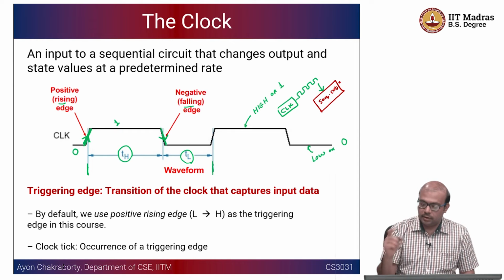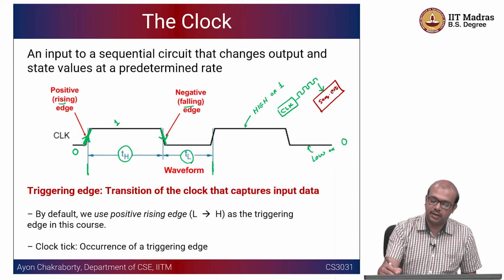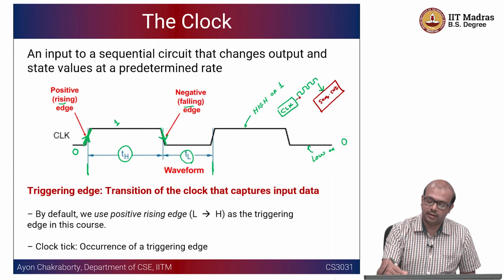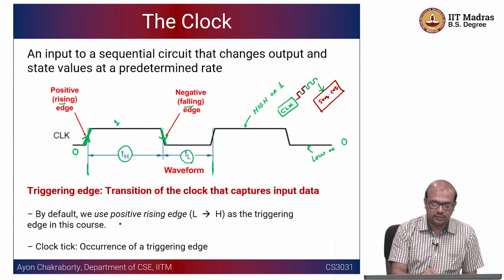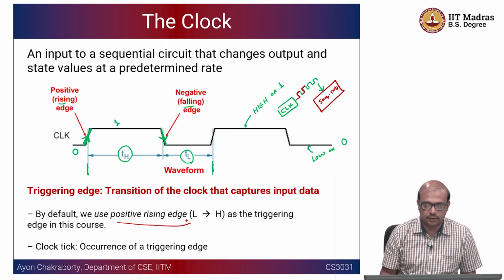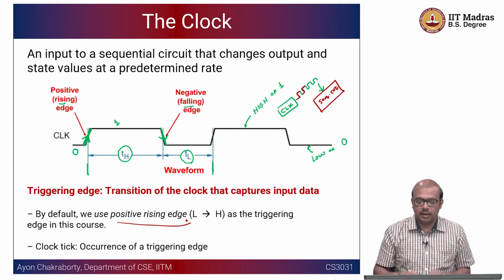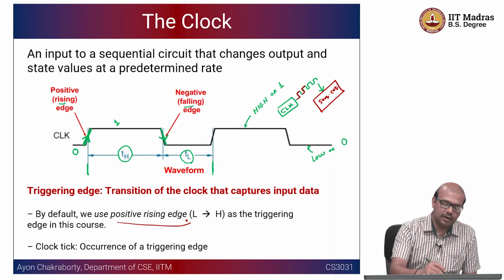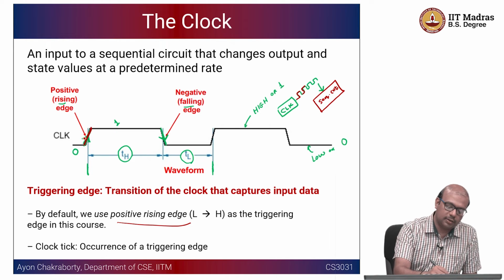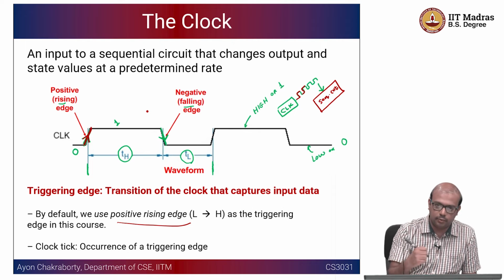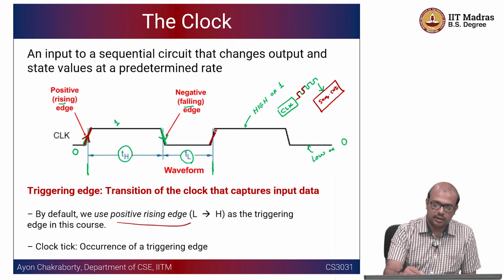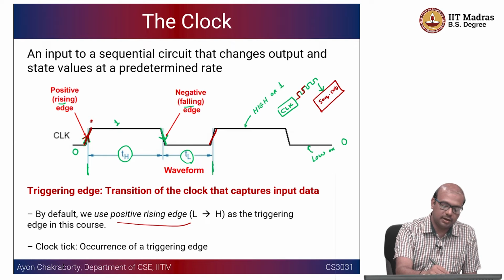Okay, so the sequential circuit is going to change its state with every pulse that is provided. Typically we use the positive rising edge as the triggering edge in this course. So whatever we are currently discussing, we will stick to one particular trigger, which is low to high, although the triggering could be done high to low as well, but we will stick to one convention. So this is counted as one trigger.